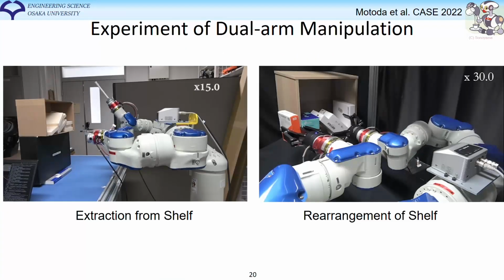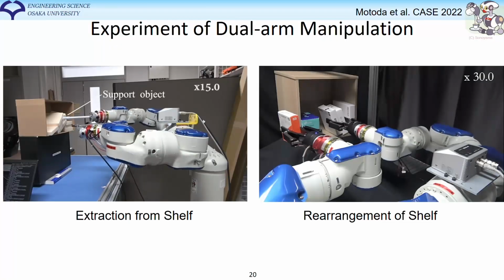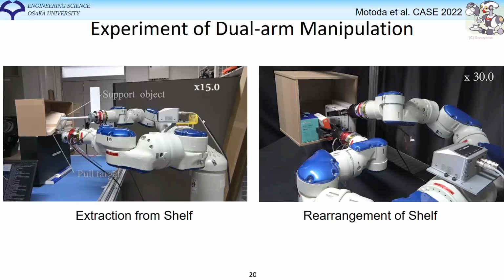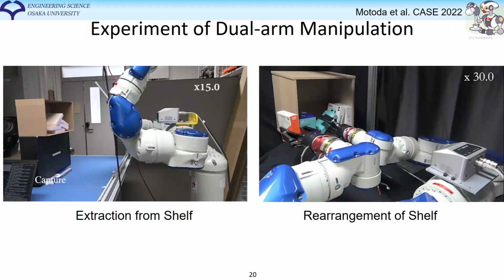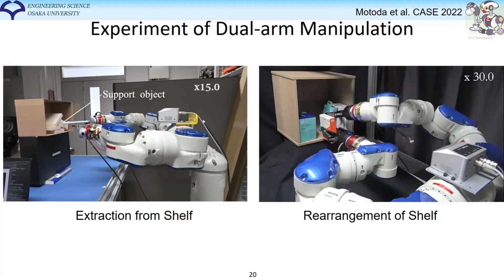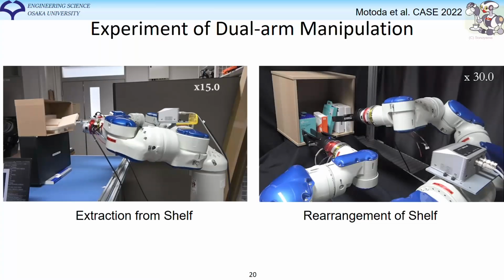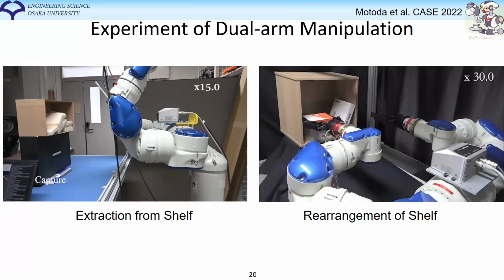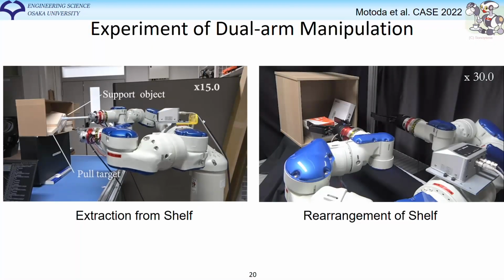And this is the experimental result. On the left-hand side, first we support one of the objects by using the right arm, and then extract the target object by using the left arm. I'm sorry, but in this experiment, we asked students to move the robot as slow as possible. So the motion is quite slow, but I think that we can make it faster.